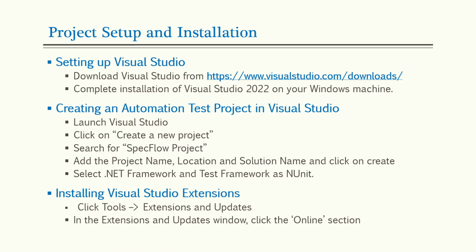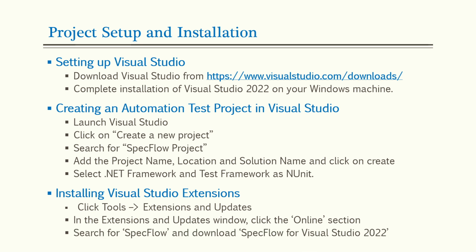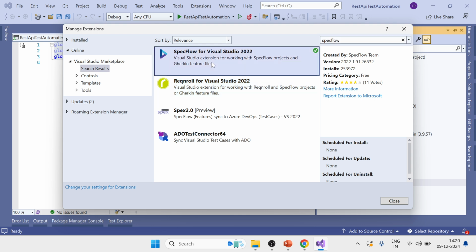In the extension update window, click the online section and search for SpecFlow, and download the SpecFlow for Visual Studio 2022. So you can see this is the online, and this is already installed on my machine. You can see the green tick mark. The extension is already installed. If it is not installed, you need to select this and install it once.